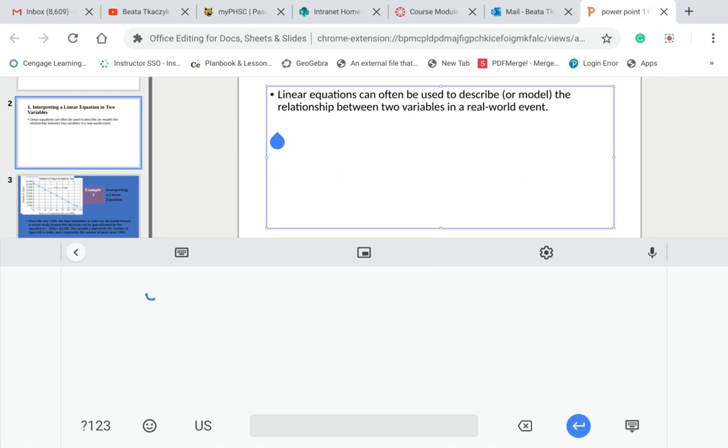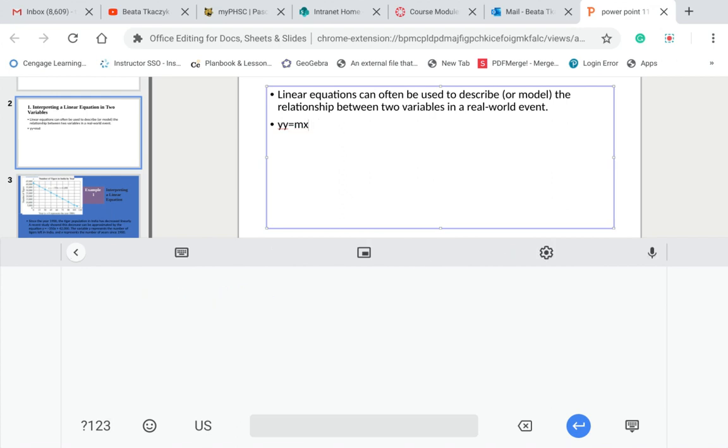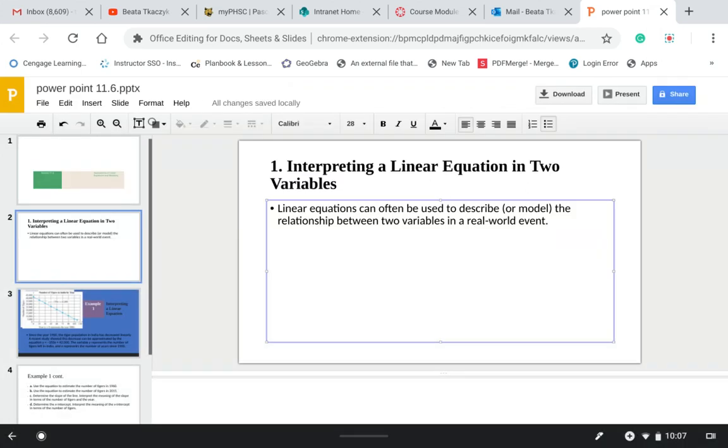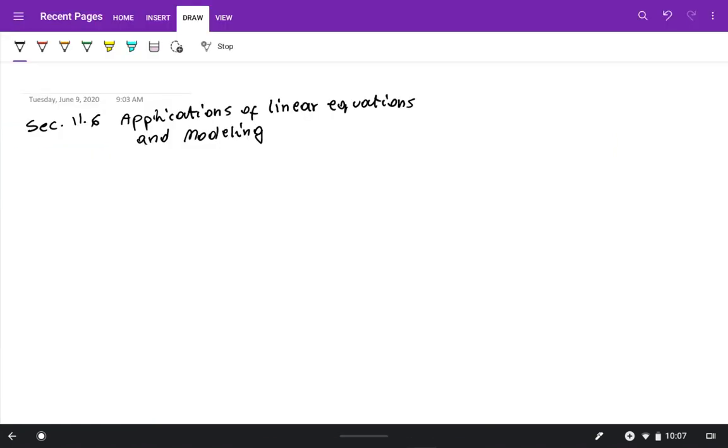And again, don't forget that we're going to use the equation y equals mx plus b. So let me write down notes for you guys. We're going back to the linear equation, slope y-intercept. So y equals mx plus b. We talked about that. This is the slope-intercept form.